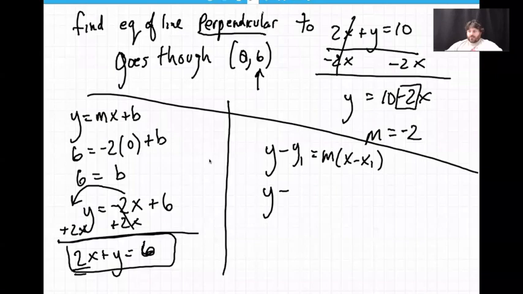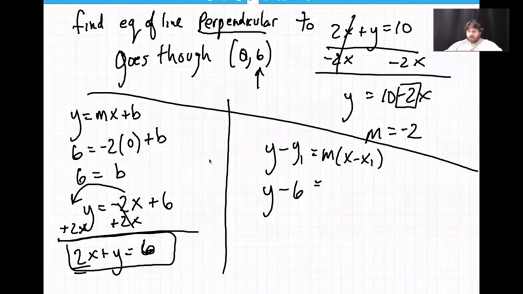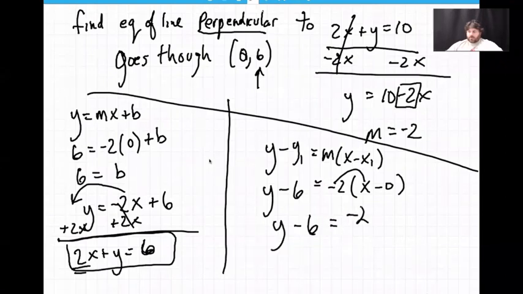Y minus the y value, which is 6, equals the slope, -2, times x minus 0, the x value. I'm using that coordinate (0, 6): 0 is x, 6 is y. Okay, I go ahead and distribute here. I get y minus 6 equals -2x plus 0, so I don't even write that.